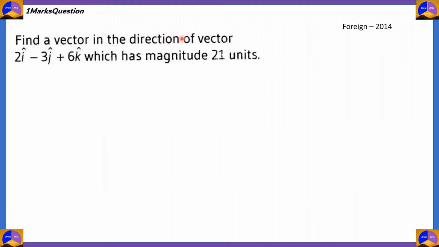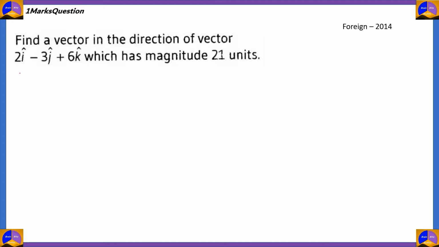Find a vector in the direction of vector 2i minus 3j plus 6k, which has the magnitude of 21 units. So how do you do this question? We need to find a vector in the direction of a given vector. So we have a given vector 2i minus 3j plus 6k. And now we need to find the unit vector for this vector. Confused? Let's start solving it so that it'll be clear.